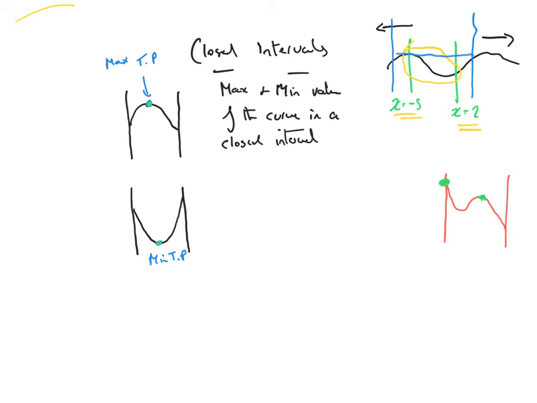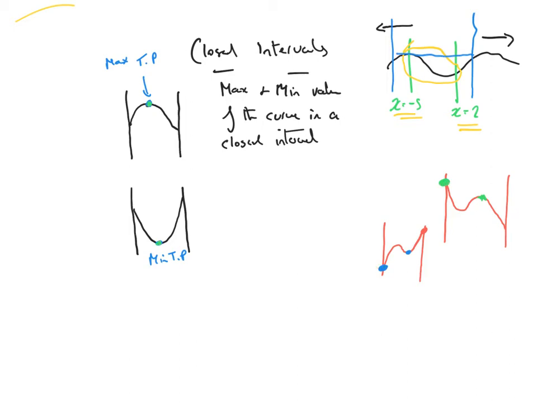And then if we look at another example, where's the minimum value of that curve? Well, the minimum value of that curve's here. It's not at the minimum turn point. Now that means that the maximum value of a curve in a closed interval and the minimum value of a curve in a closed interval will either occur at the turn points or it will occur at the end points. So it will either occur at the stationary points or it will occur at the end points.